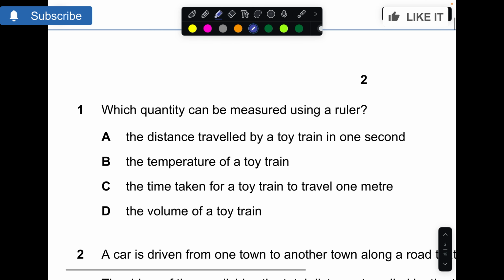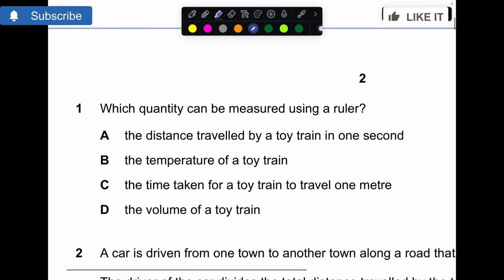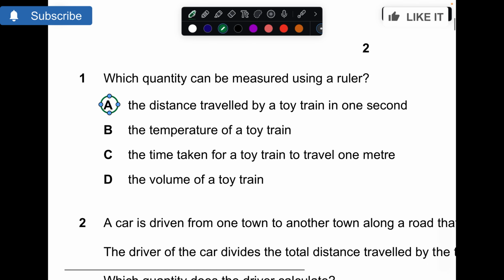Which quantity can be measured using a ruler? Pretty easy question. You can use the distance traveled by a toy train in 1 second. So distance can be measured by a ruler.